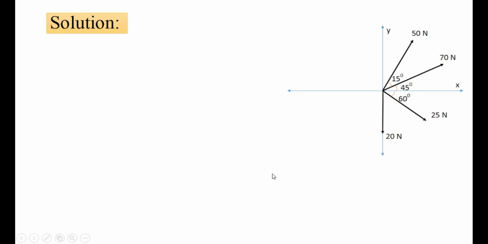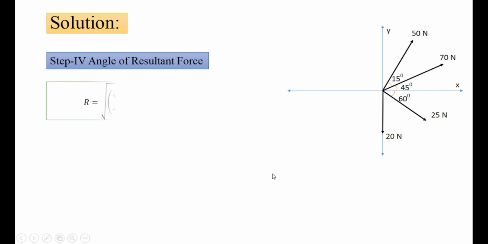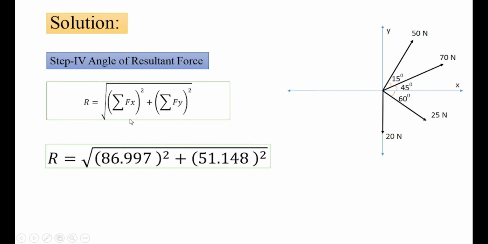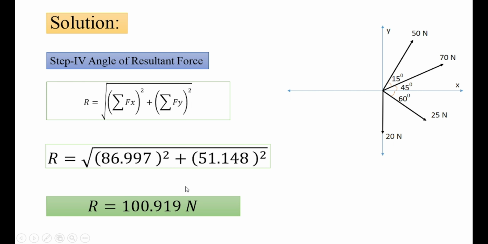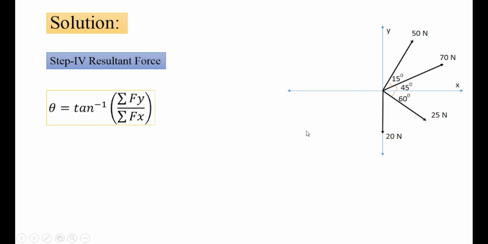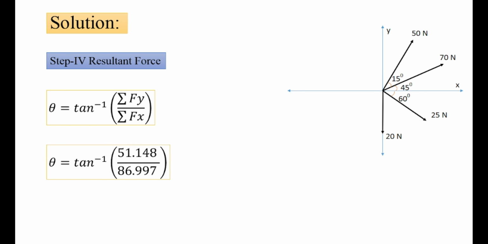Now we will find the resultant for the given force system. The resultant formula is the square root of summation of Fx squared plus summation of Fy squared. So I'll put the values of summation of Fx and Fy here. So I'll get the value of the resultant equal to 100.919 Newton. Then we'll find out the angle of the resultant. Angle of resultant theta is equal to tan inverse of summation of Fy divided by summation of Fx. Again put the values of Fy and Fx in this equation. So theta is equal to 30.452.